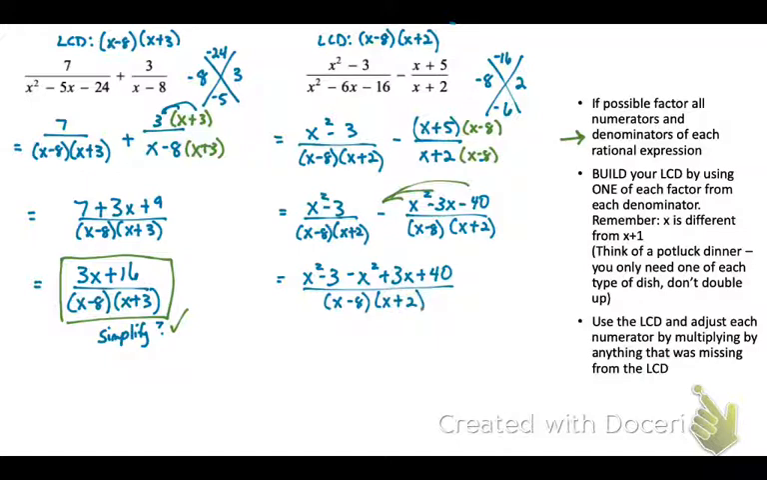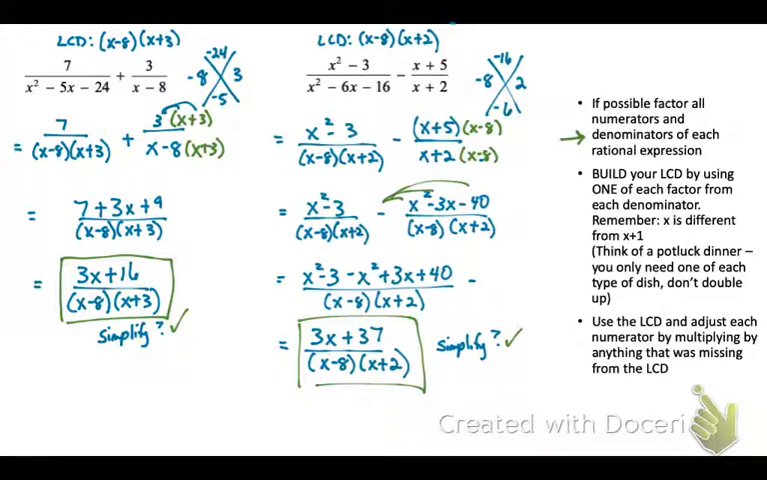Sometimes it takes a while just to get everything combined and simplified. So now I simplify my numerator. I get 3x plus 37 over x minus 8, x plus 2. I can't factor out anything from 3x plus 37. I'm checking to see if it's simplified, and it is. All right, so there's some extra practice on finding common denominators, least common denominators between rational expressions, and then adding and subtracting them and simplifying. I hope that was helpful.